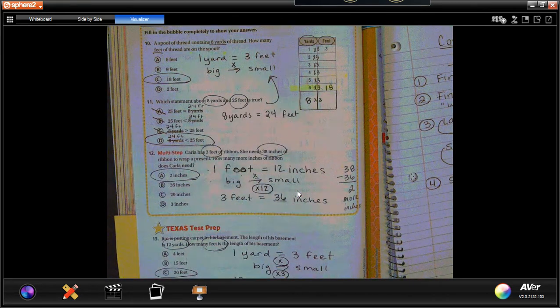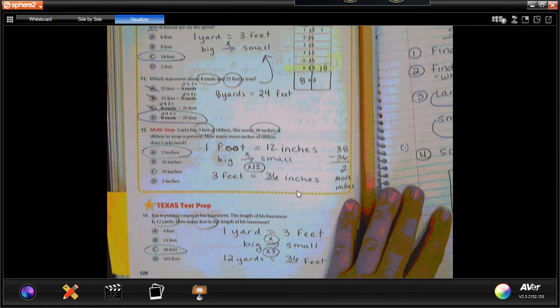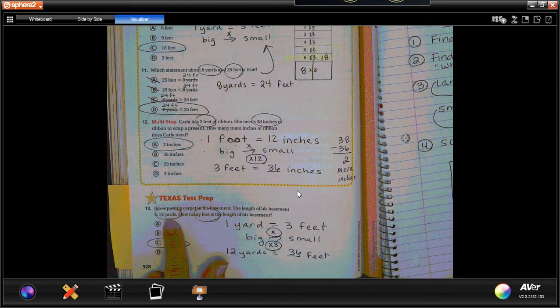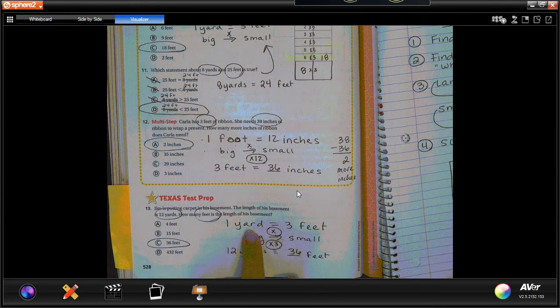All right, this last one on 13, it says Jim is putting carpet in his basement. The length of his basement is 12 yards. How many feet is the length of his basement? Here you're finding the units, step 1, feet and yards, and writing down the conversion.